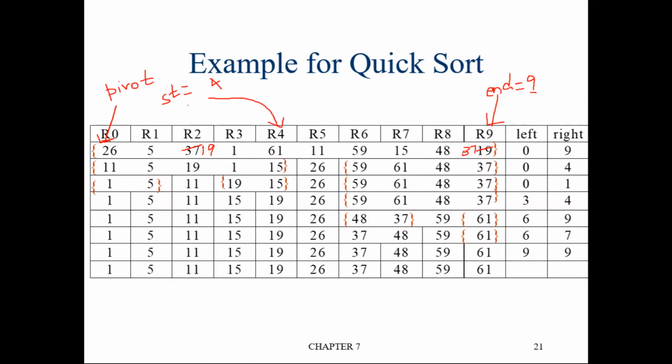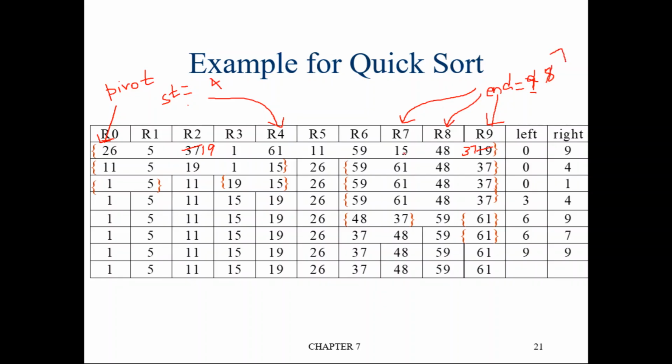Now check. Whatever the value at end location, is it greater than 26? Yes, greater than 26. So decrement end. Now end will become 8. Again you check. What is the value at end location? 8th location, it is 48. Is it greater than pivot element? Pivot element is 26. Yes, 46 is greater than 26. So decrement end. So now end will point to 7th location.